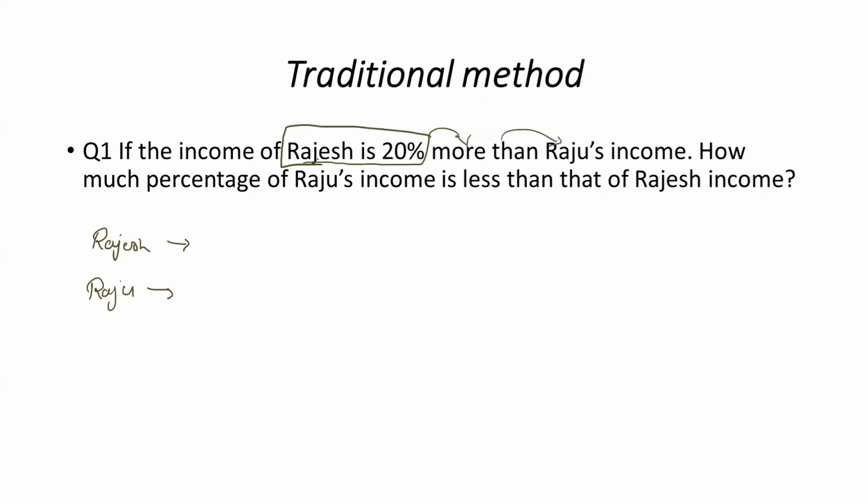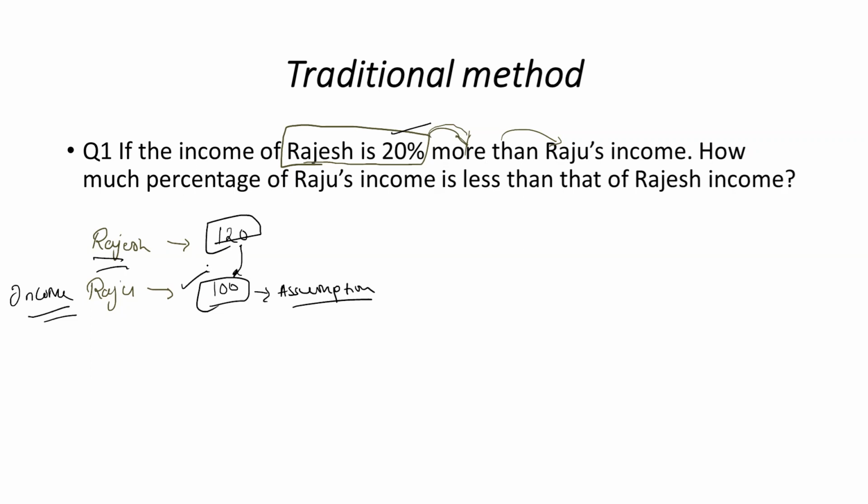See what they have told you. Rajesh's income is 20% more than Raju's income. So I can assume Raju's income as 100. To make the calculation easy, I can assume the income of Raju as 100. Then what will be the income of Rajesh? That is 20% more than Raju, so it will be 120 rupees.